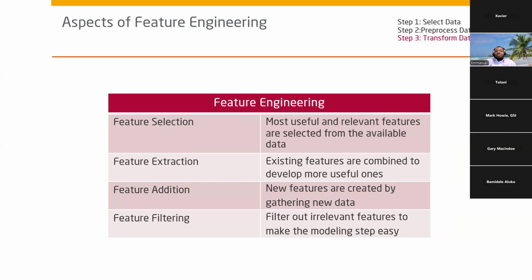And then feature extraction, that is when you use existing features to develop new ones. Example, when you use length and breadth to develop another column that is area. So that is using existing features to create a new one. Or instances where you take a log of a particular column. And then feature addition, where new features are created by gathering new data sets. And you can also extract new features based on current data sets.